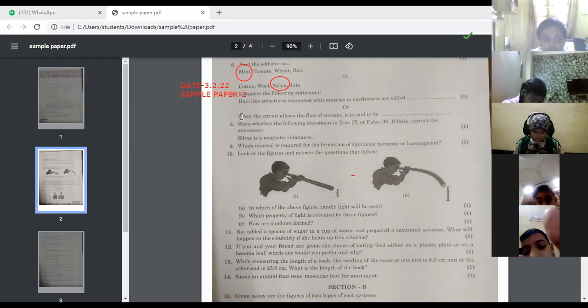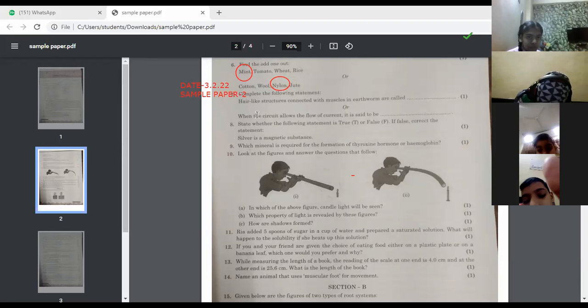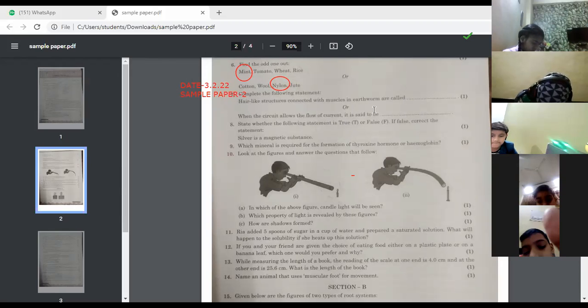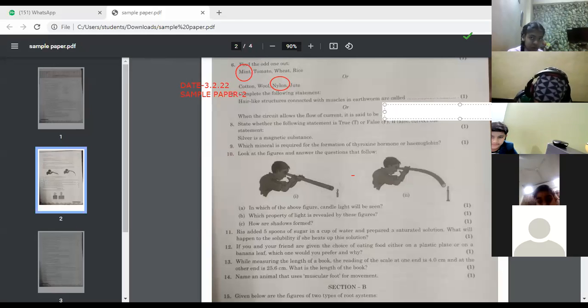Next is complete the following statements. Hair-like structures connected with the muscles in earthworm are called... Ma'am, this is not in our syllabus. Okay, fine, leave it. Next is when the circuit allows a flow of current, it is said to be... When the current is flowing in the circuit, what will you say to that circuit? Now it is a closed circuit. Yes, closed. Kindly write down the complete word: closed circuit.